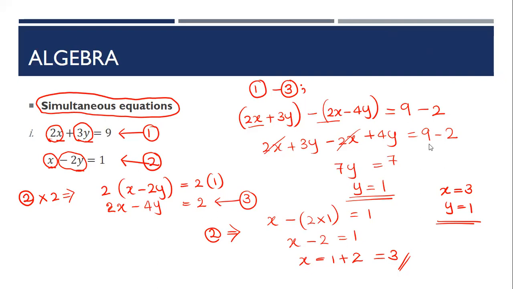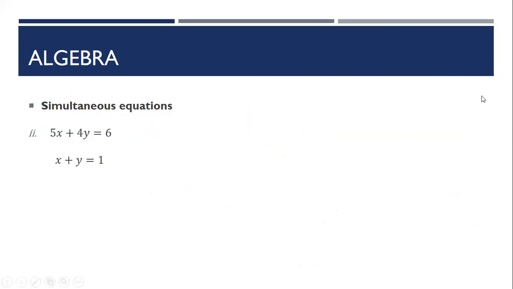Okay, I am moving. So this is our second one. Equation 1 is 5x plus 4y is 6. So I take this as equation 1 and the second equation is x plus y is 1. So find out what the x value and the y value are.